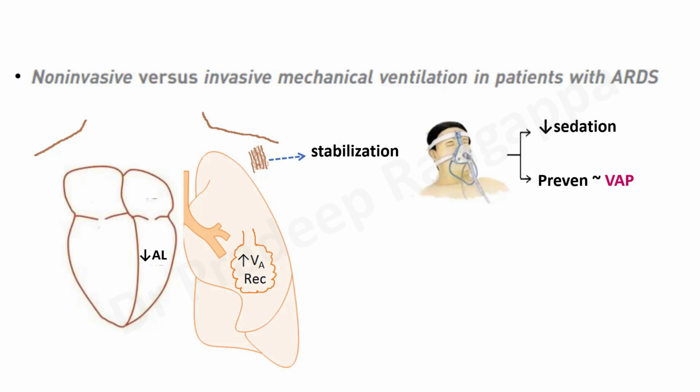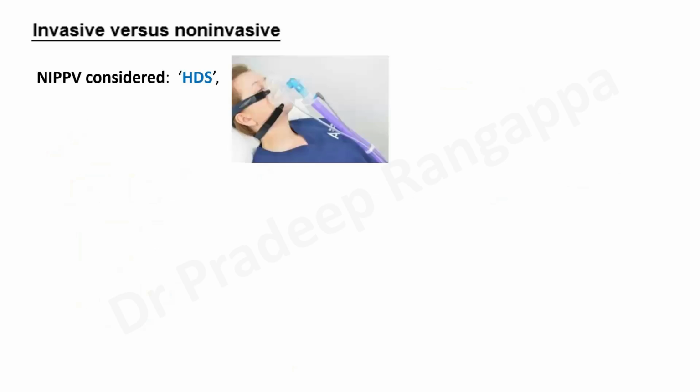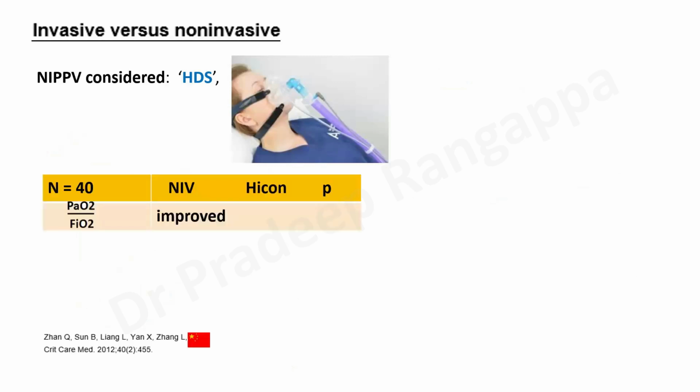When you look at the evidence, this was a study that came from the French group in 2000. Here they looked at 123 ARDS patients, and non-invasive ventilation had no effect on the intubation rate or the clinical outcomes. So this was one study which said NIV really did not make any difference. There was another study which said that non-invasive ventilation could be considered for hemodynamically stable patients.